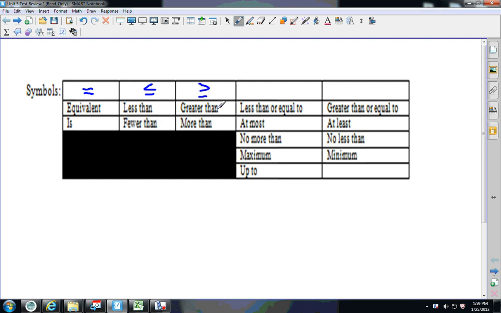Greater than or equal to. I'm sorry, not equal to. I just wrote the wrong ones on there. Let me fix that. I hope you caught that I shouldn't have the bar on there. Less than and greater than. These over here have the equal to bar on them.